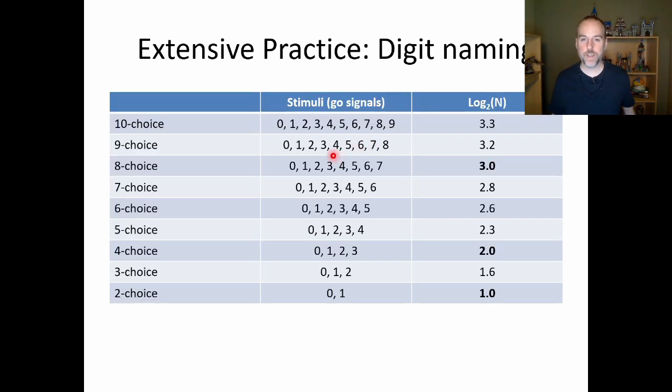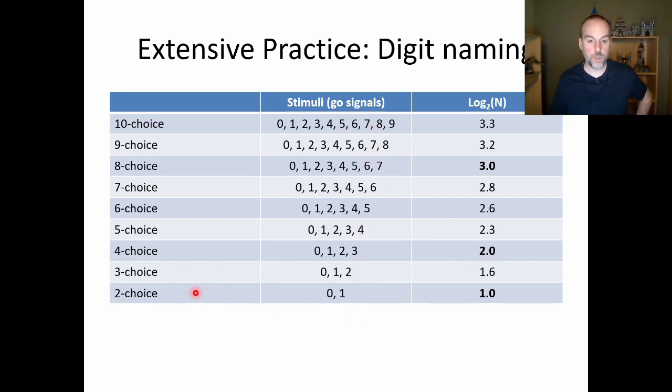So what they did is they did various versions of stimuli. It could be 10 different stimuli, which is a little hard to solve the log, so it's 3.3. 8 choice, well, we know log base 2 of 8 is 3. So the ones in bold, these are the ones that are easier for us to solve. So they did this experiment.